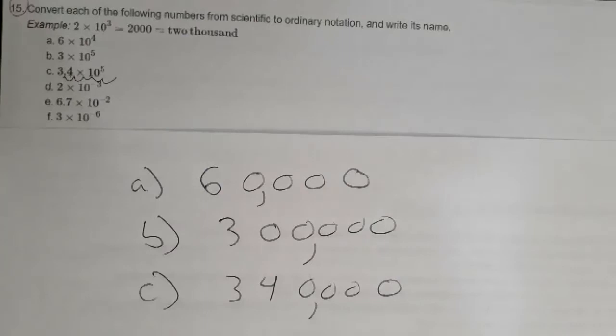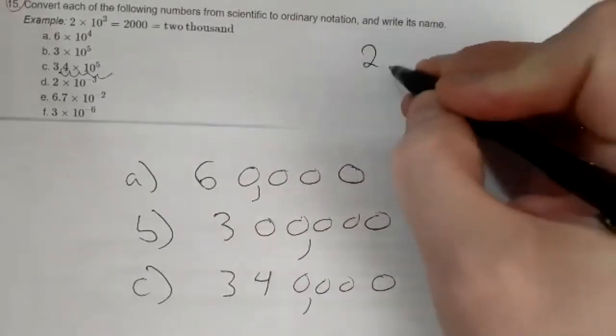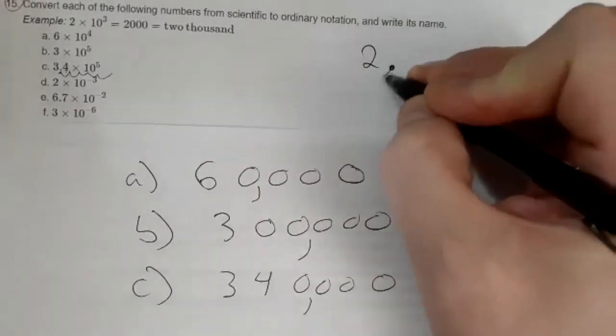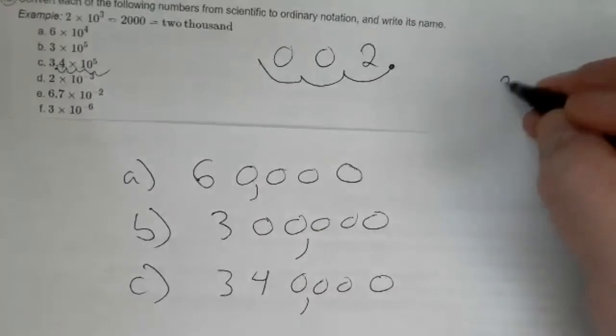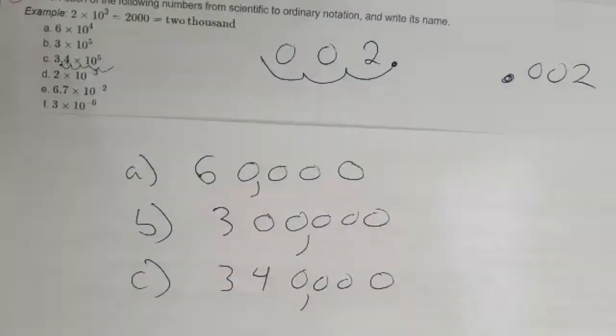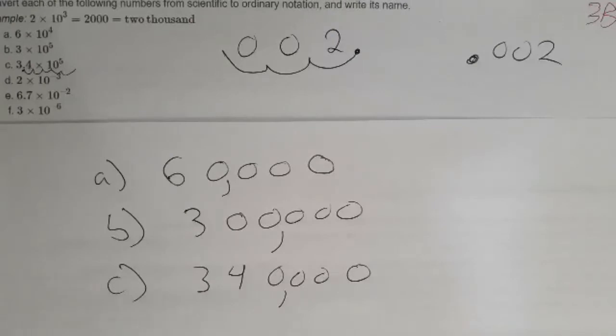I think this should give me 340,000. All right, so I made them bigger. Now they're giving me negative exponents. Now they're going smaller. They should be going the other way. I have 2 decimal places right here. After this is 1, 2, 3. Hopefully you're telling me something like 0.002.